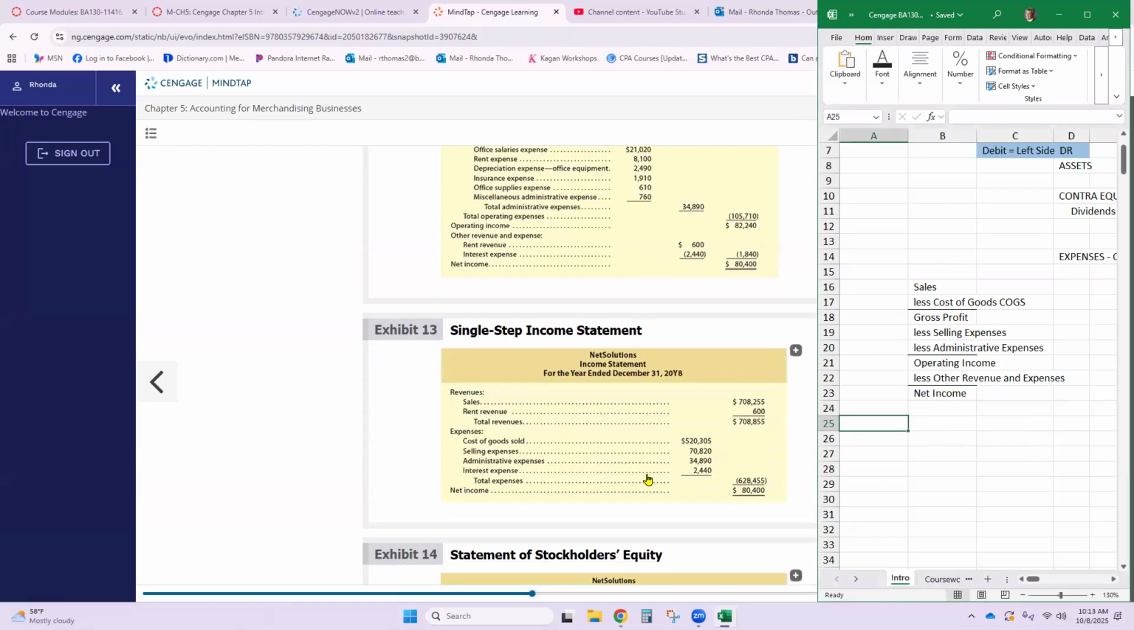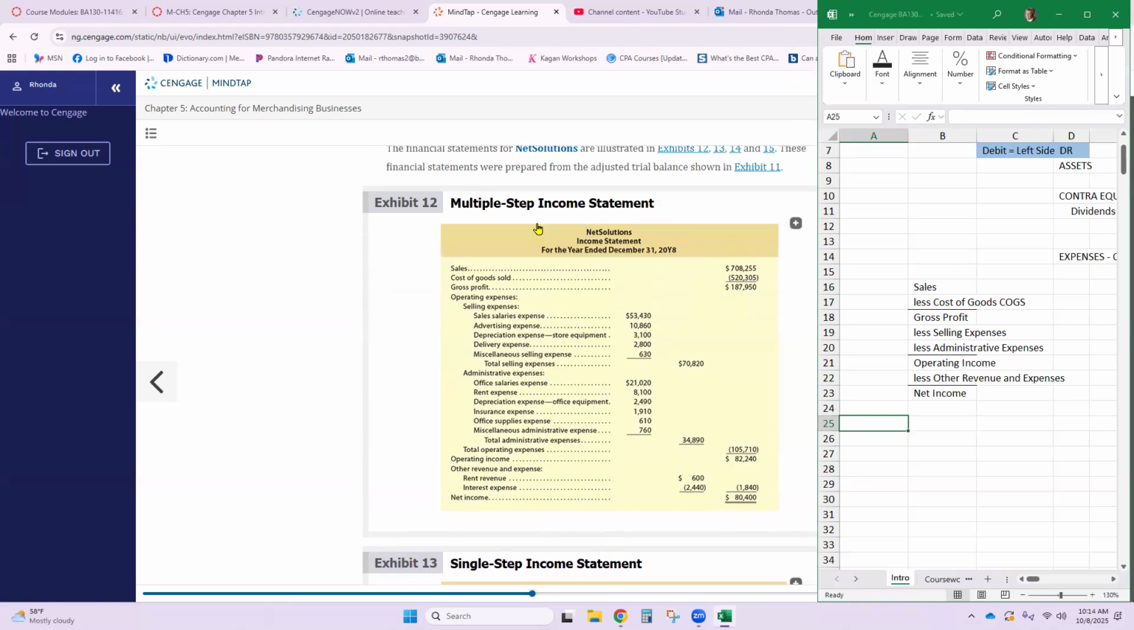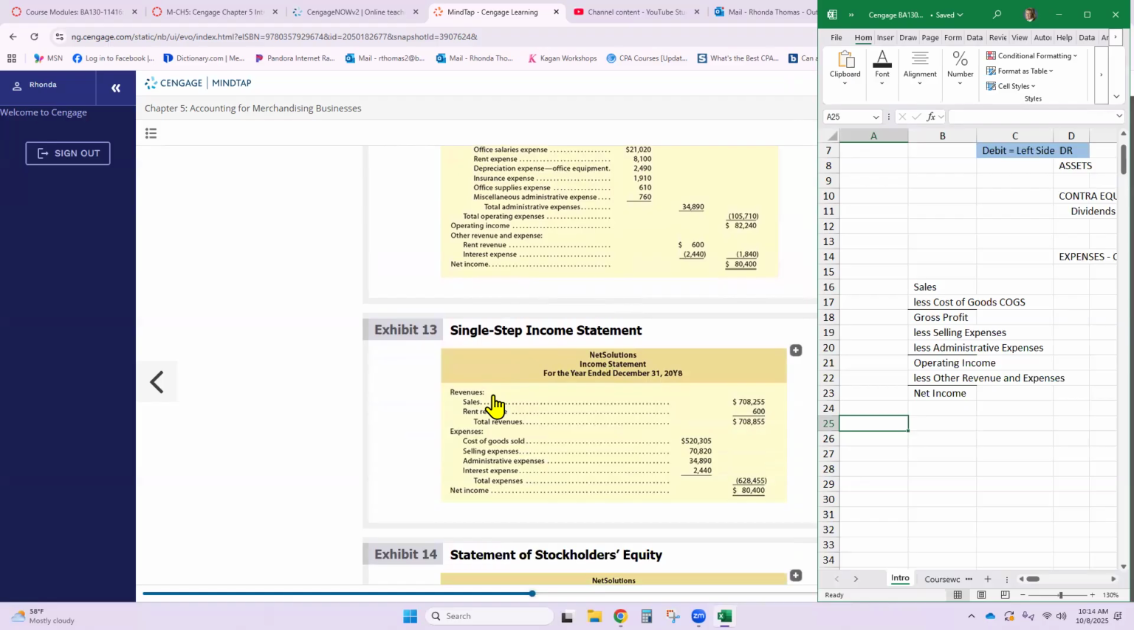All right, here's what that single step income statement looks like. This is a lot more tidy, more concise, but it doesn't tell you near as much. Yes, it does have the same net income. So to a person inside the company, this would mean more sometimes, depends on who it is. To outsiders, this actually might be more accommodating for them to read.